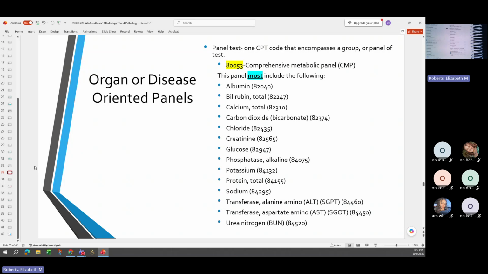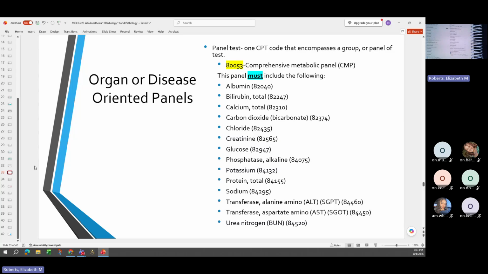Why don't we just report them all separately? It's way easier to just report CPT code 80053 instead of 14 different codes, right? You would need 3 different HCFA claim forms just to report the labs for this patient, if you were billing on paper, I should say. So it's way easier just to report 80053 than 14 different CPT codes.